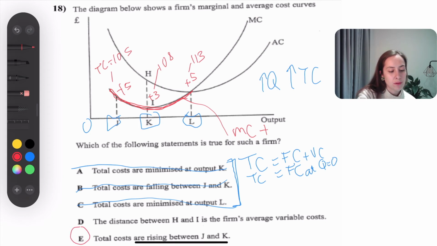Okay, so the total costs are rising between J and K. Why? Because your marginal cost is positive. Or because you're paying more variable costs, because you're making more output.